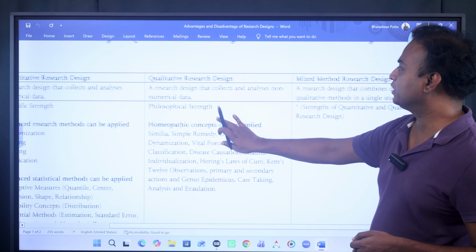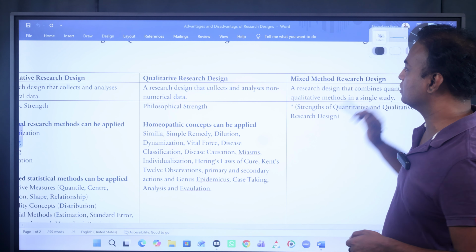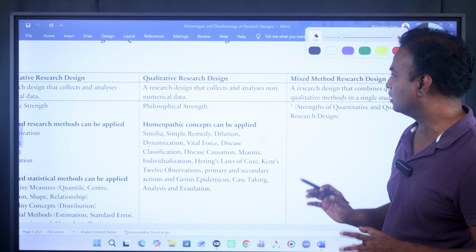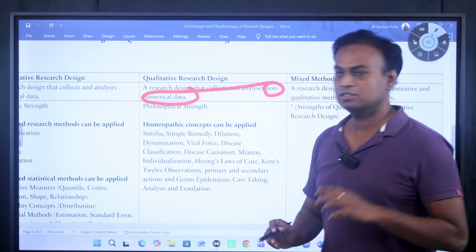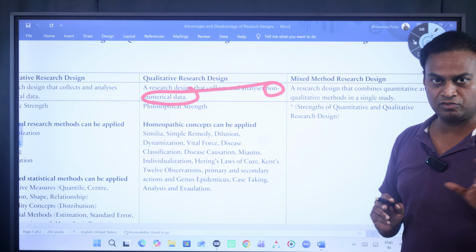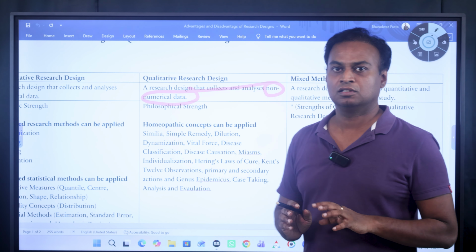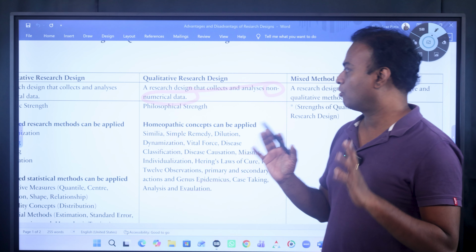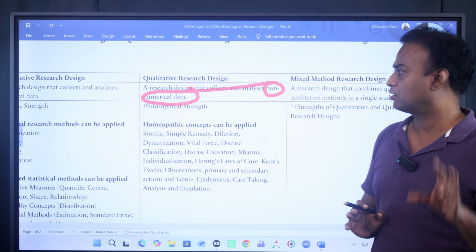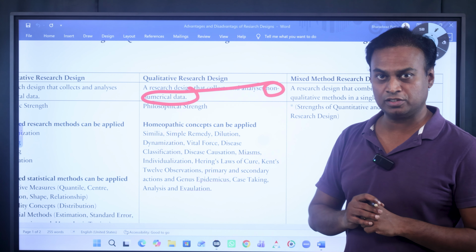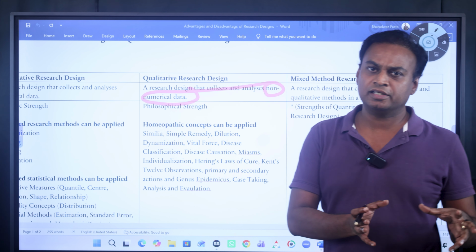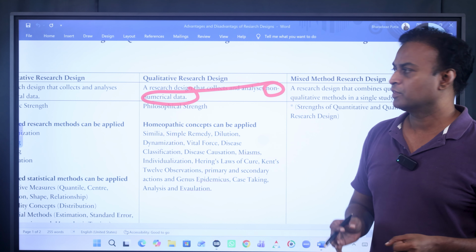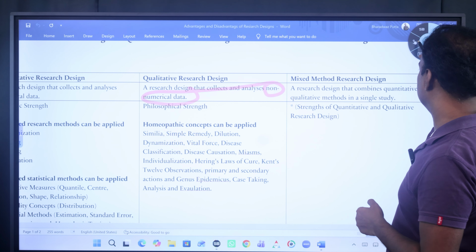And next one is qualitative research design. What is qualitative research design? The research design that collects and analyzes non-numerical data. What is this non-numerical data? We have two types of non-numerical data: one is ordinal data, one is nominal data. Both nominal data and ordinal data come under qualitative research design. When you are doing research and collecting only ordinal data and nominal data, then it becomes qualitative research design.